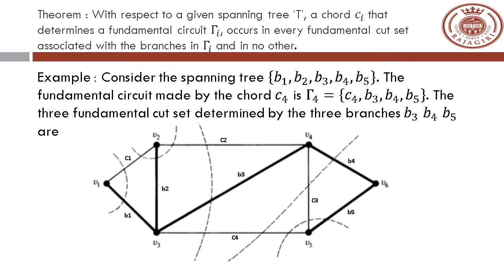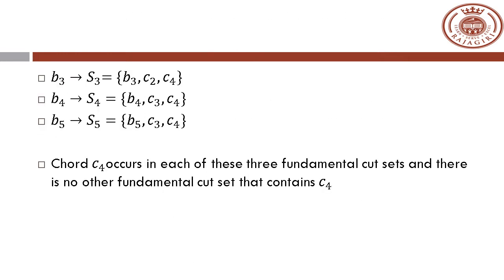Now we consider the fundamental cut sets determined by the three branches in the set gamma 4, that is B3, B4 and B5. The fundamental cut set generated by B3 is denoted as S3, which contains exactly the branch B3 and the remaining two chords C2 and C4. The fundamental cut set generated by B4 is S4, that is B4, C3, C4, and the fundamental cut set generated by B5 is S5, that is B5, C3 and C4.